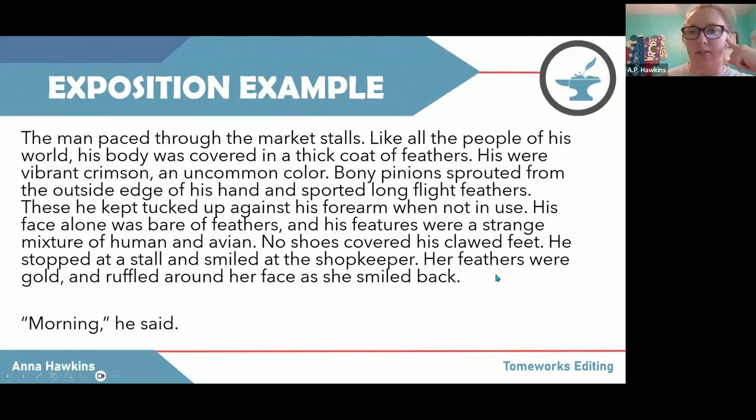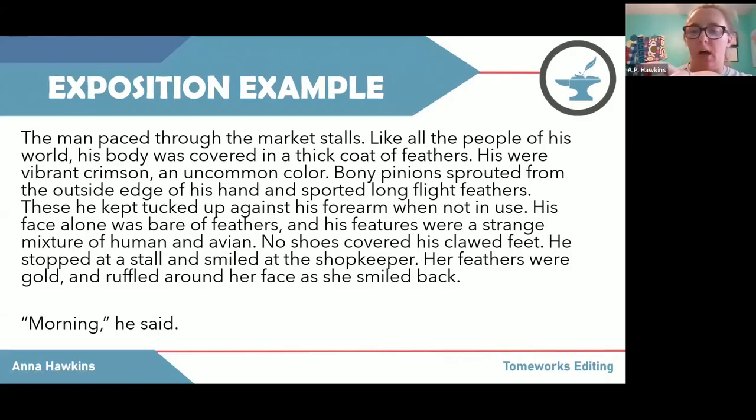The man paced through the market stalls. Like all the people of this world, his body was covered in a thick coat of feathers. His were vibrant crimson, an uncommon color. Bony pinions sprouted from the outside edge of his hand and sported long flight feathers. These he kept tucked up against his forearm when not in use. His face alone was bare of feathers, and his features were a strange mixture of human and avian. No shoes covered his clawed feet. He stopped at a stall and smiled at the shopkeeper. Her feathers were gold, and ruffled around her face as she smiled back. "Morning," he said.